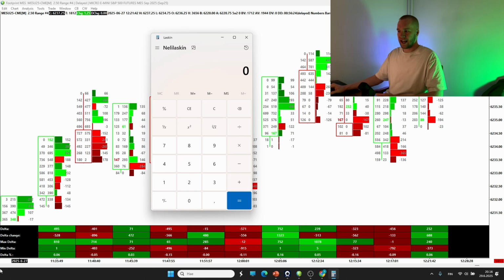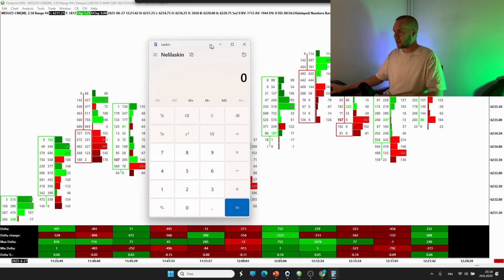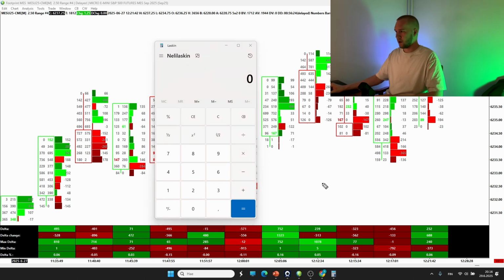So then we have the last number here, the delta percentage. I'll just pick a random footprint here. Let's use this one, for example. This footprint here has the delta percentage of 0.16. And there's a calculation we can use to look at what this number actually is.